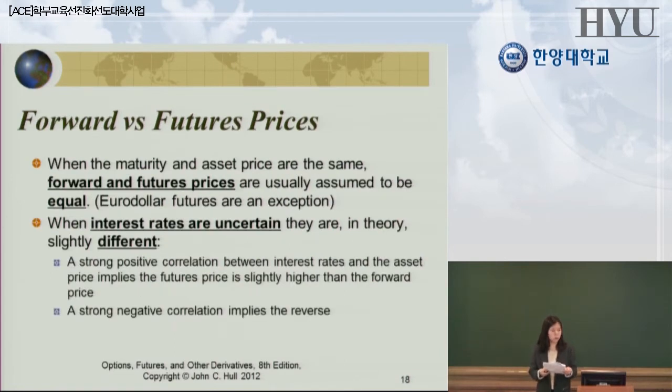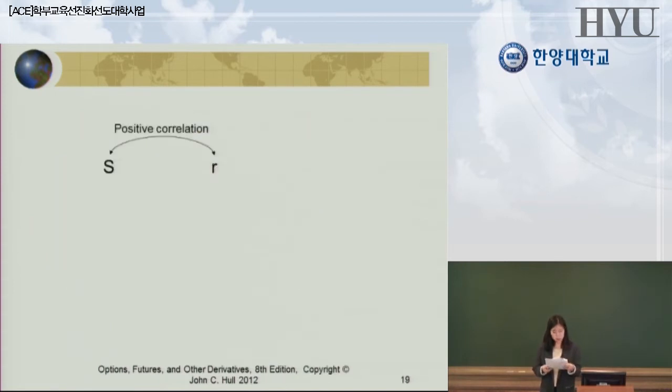Now I'm gonna compare forward contracts to futures contracts. When conditions like maturities and asset prices are the same, forward and futures prices are usually assumed to be equal. However, when interest rates are uncertain, they are slightly different. It is because of the daily settlement of futures.